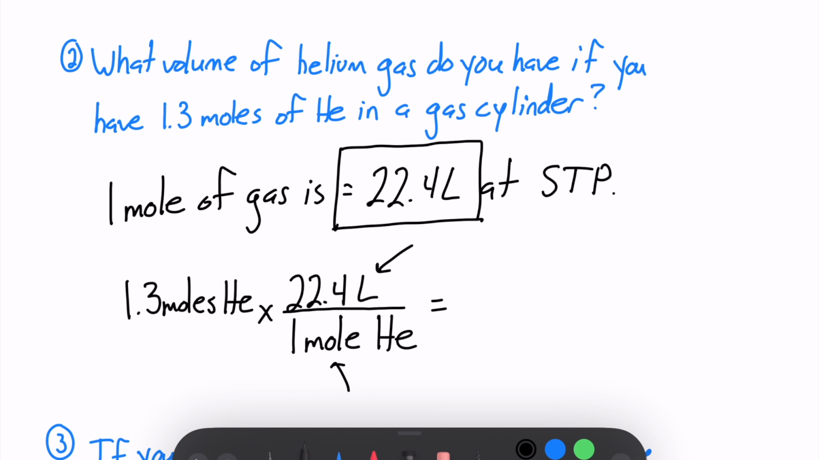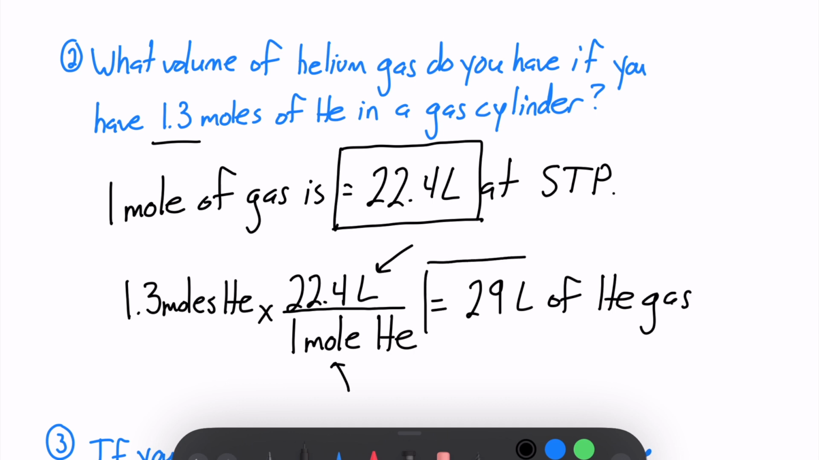So if you multiply 1.3 by 22.4, what you should get is 29.12 liters, but we have 2 significant figures in our question, so we're only going to keep 2. So we will go with 29 liters of helium gas. Okay, and that's going to be our final answer for that question right there, 29 liters of helium gas. We just have 1 more example here.